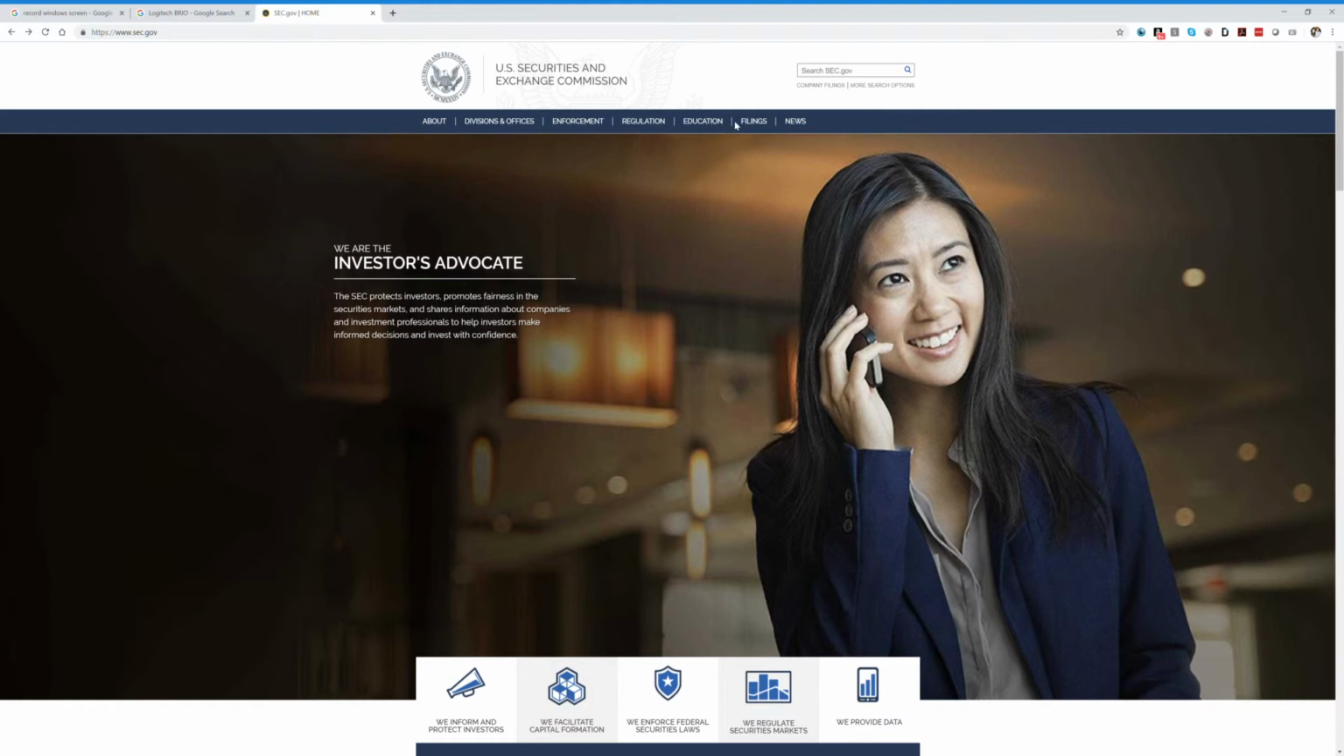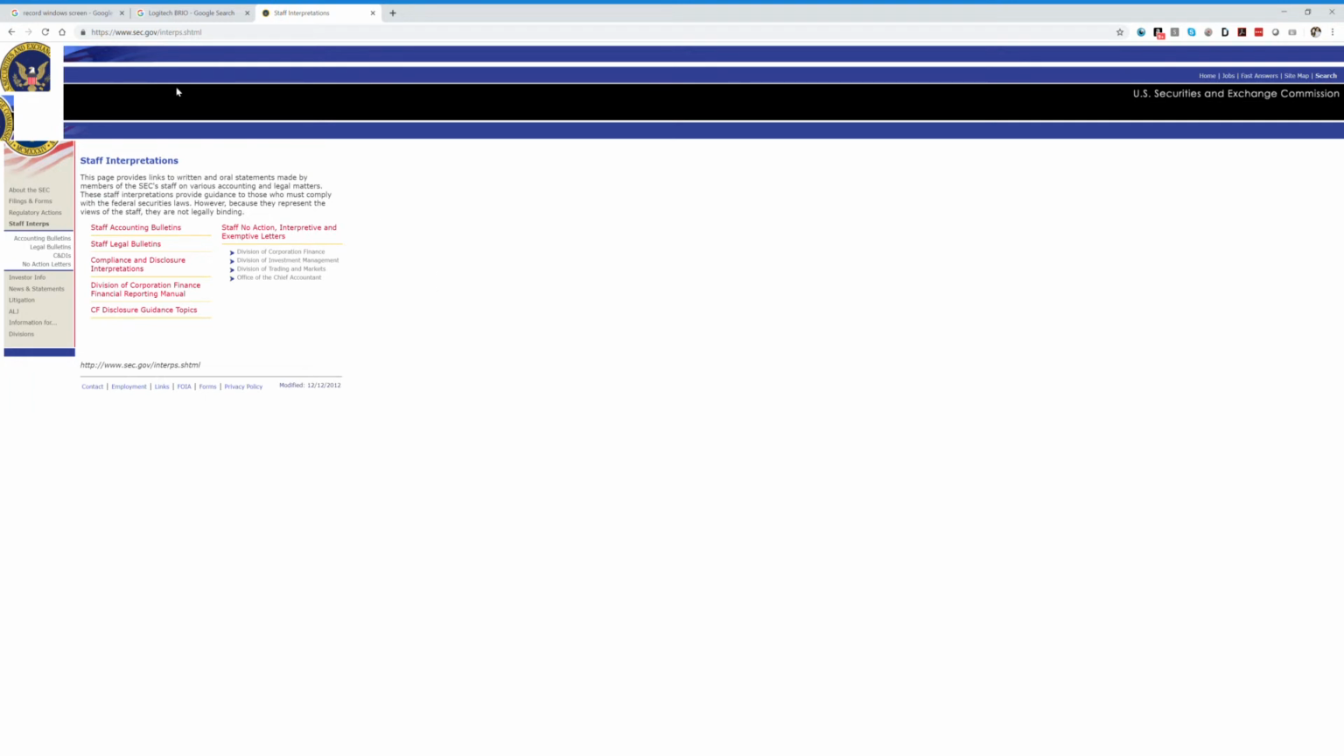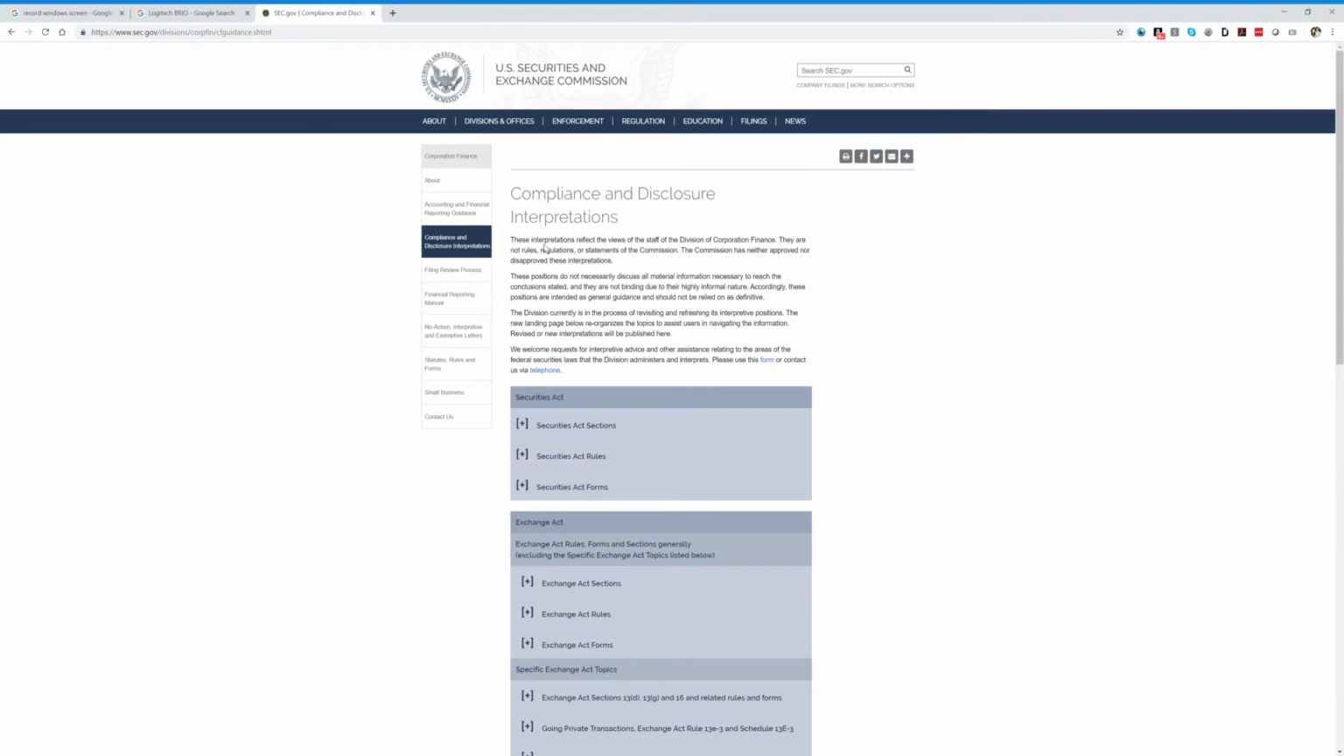there's various sections of the website here. You want to go to the regulation section, and from there there's a staff interpretations section. So once you're at the staff interpretations section of the SEC's website, there's a section on compliance and disclosure interpretations, which provides published interpretations from the staff of the Division of Corporation Finance.